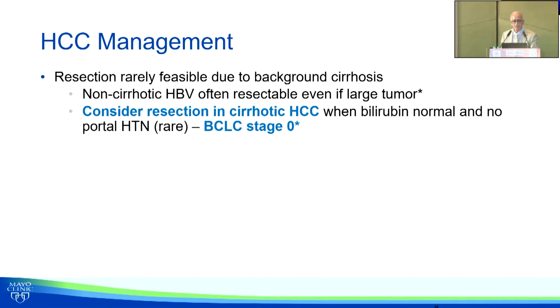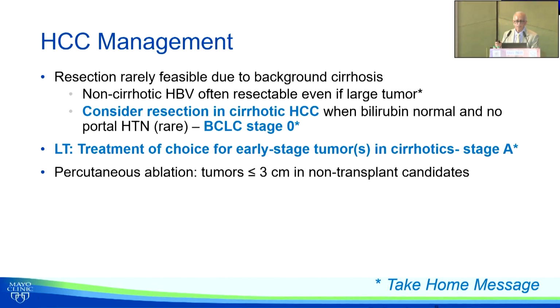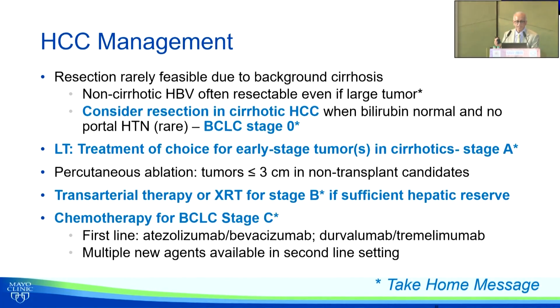So this is the management. Consider resection if in cirrhotic, in BCLC 0, that is less than 2 centimeters, no portal hypertension. Non-cirrhotic, even larger tumors you can resect. Stage A, liver transplant, tumor ablation less than 3 centimeters if they're not transplant candidates. If they're stage B and good hepatic reserve, transarterial therapy, and chemotherapy for BCLC stage C.